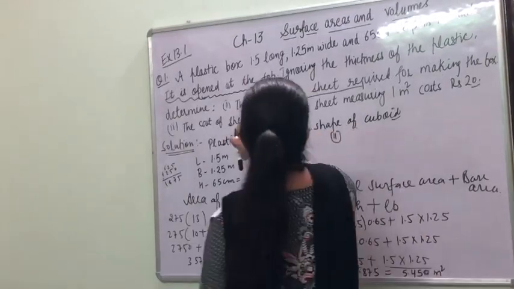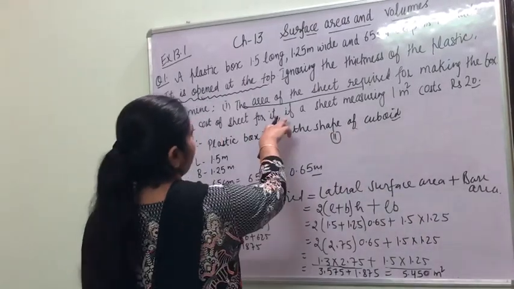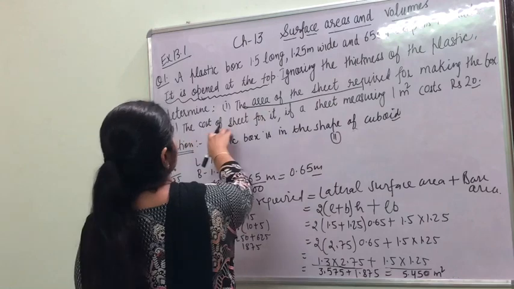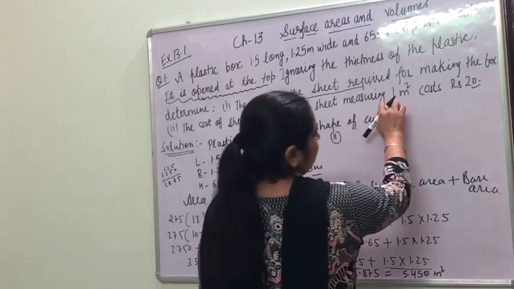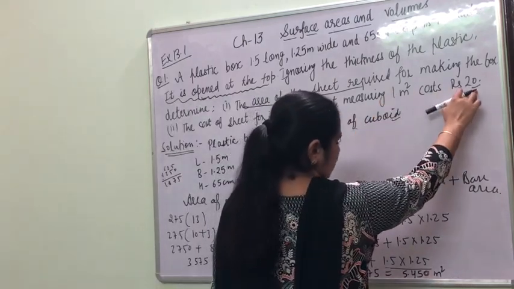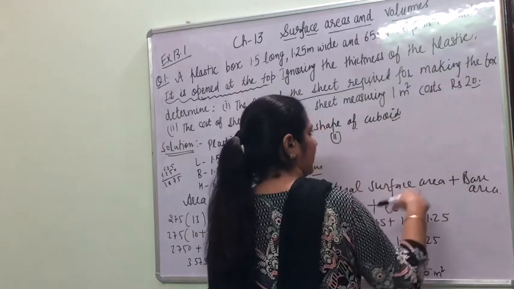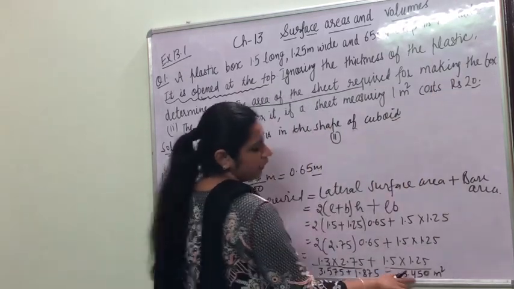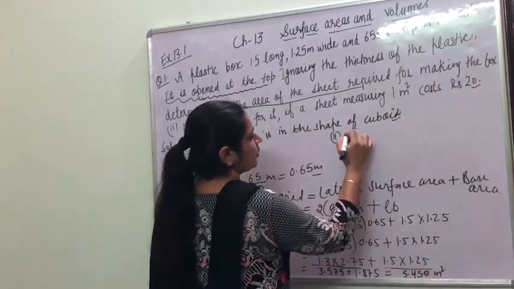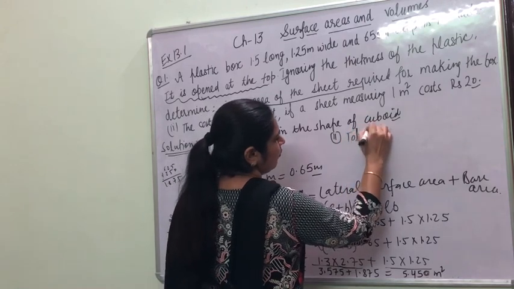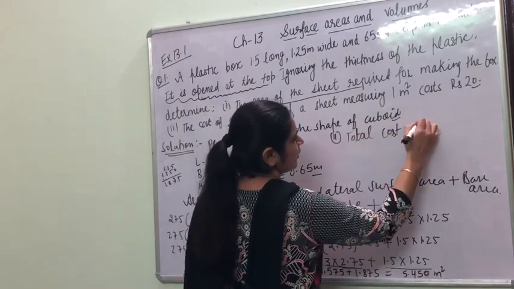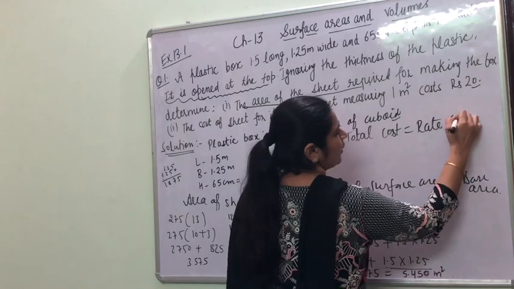Now we are doing the second part. In the second part we have to find the cost, where the cost of the sheet for 1 meter square is given as ₹20. So we have to find the cost for 5.45 meter square. So the total cost is, the formula for the total cost is rate into area required.